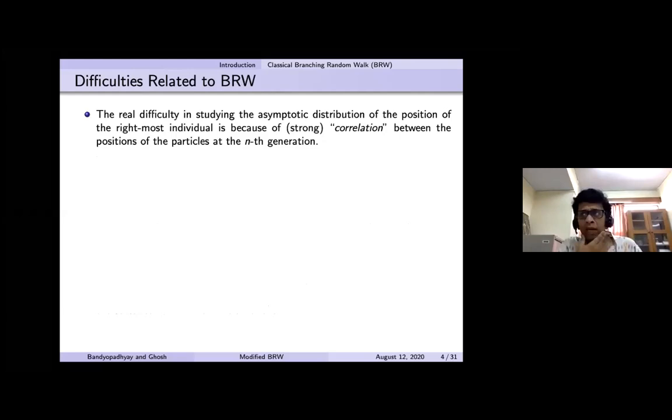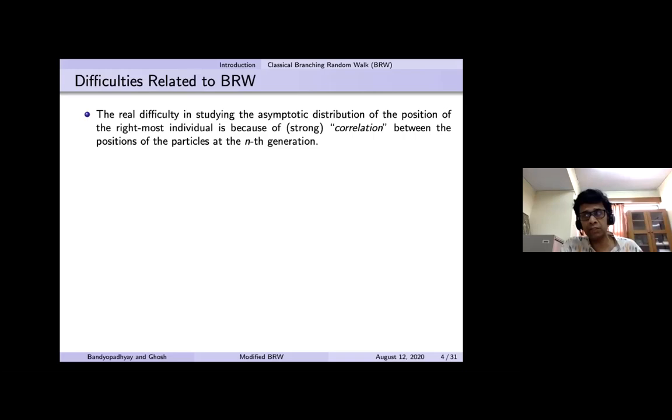Now, what are the real difficulties of such a process? If we look at the classical one, it is essentially the maximum of a lot of Gaussian variables. So what is so difficult about it? The difficulty is that they are highly correlated. The variables for which we are going to take the maximum can have a lot of correlations. And what is the reason for that?